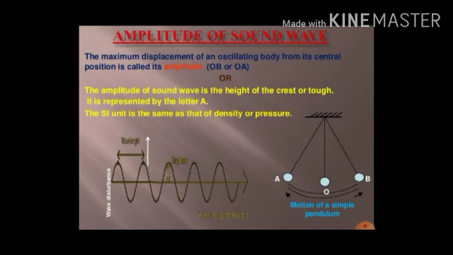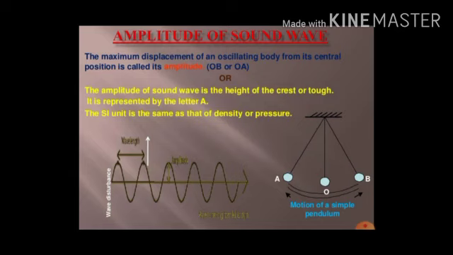The fourth and the fifth are not given in your textbook, but let us just discuss the speed of the sound wave. Speed is the distance traveled by the sound wave in 1 second, or per unit time. It is represented with capital V, and its SI unit is meter per second.